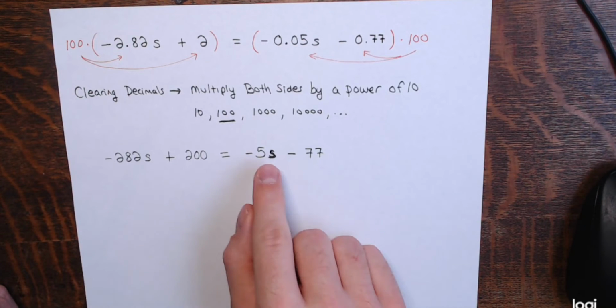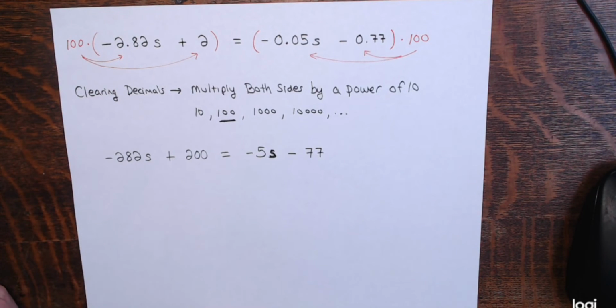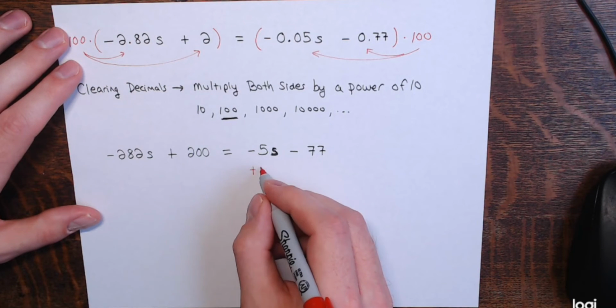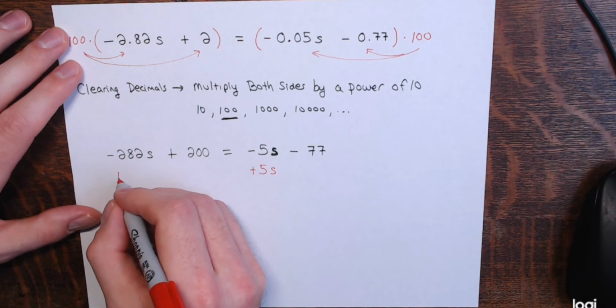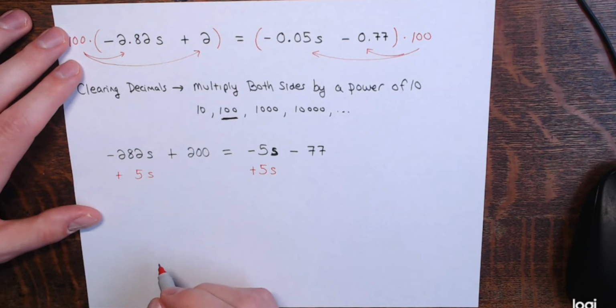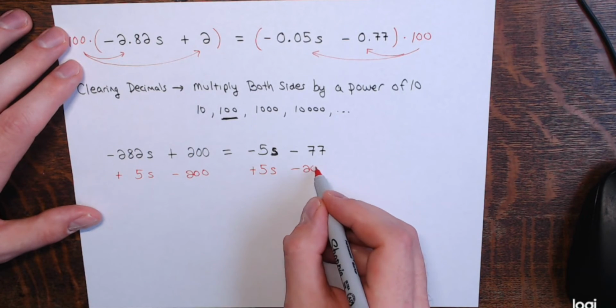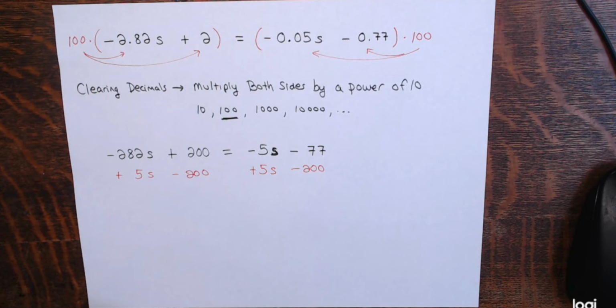All the coefficients, all the numbers are integers. And then we work through the way we normally would. Add and subtract to get all the terms with the variable on one side, terms without the variable on the other, and then some sort of multiplication or division to get the variable alone to find your solution. So again, if I want all the variables on the left side, I'd add 5s to both sides. And then I'd want to get rid of this 200, so subtract 200. That way all the terms without a variable are on the right side. And we simplify after each step.